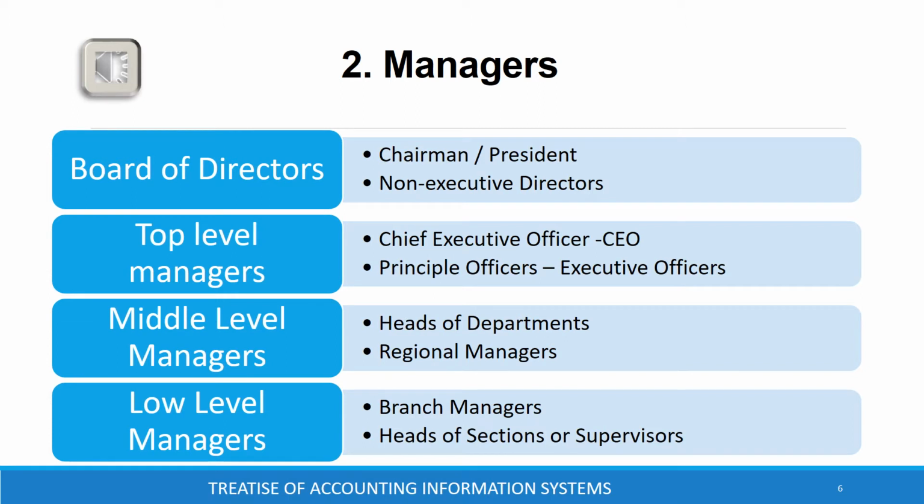The second category of users of accounting information are the managers. Managers comprise the board of directors, led by the chairman and non-executive directors, top-level managers, led by the chief executive officer and other principal officers, middle-level managers, such as heads of departments and regional managers, and lastly, lower-level managers, such as branch managers and heads of sections or supervisors.